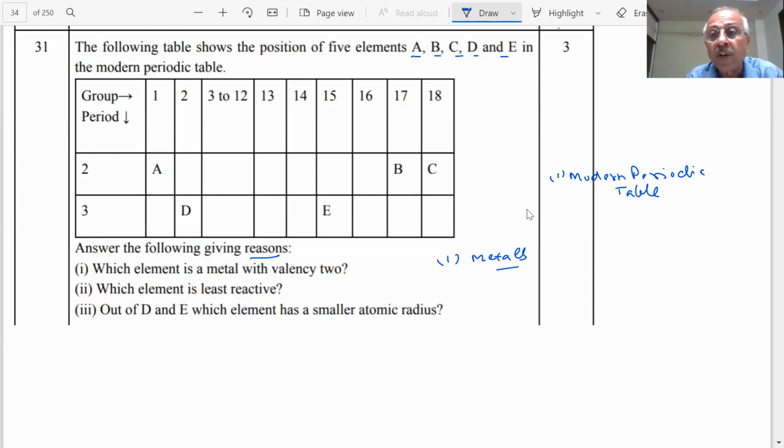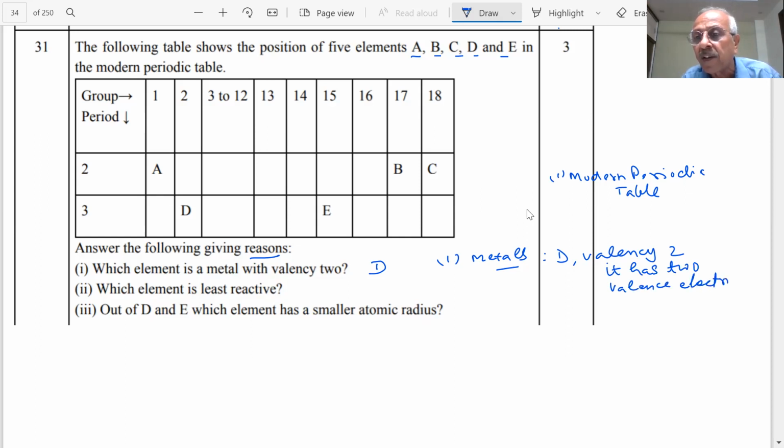You can see this is group 2. In group 2, in the third period, the element is D. So D is the element. D is a metal, and the valency is 2. The valency, the combining capacity of the element, depends on the number of valence electrons. Valency of D is 2 because it has 2 valence electrons. This is the reason. The answer is D, valency 2.